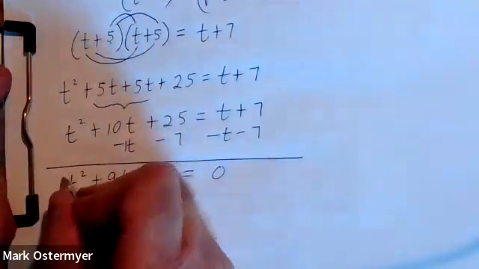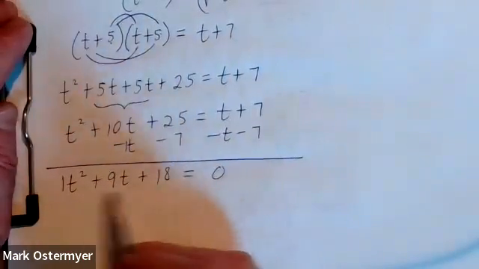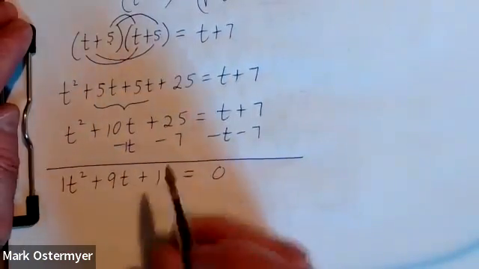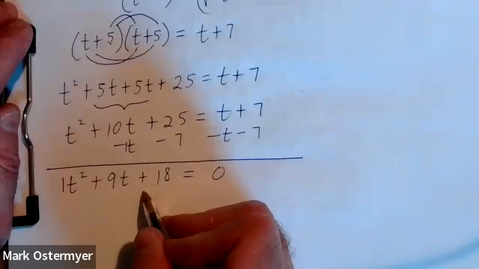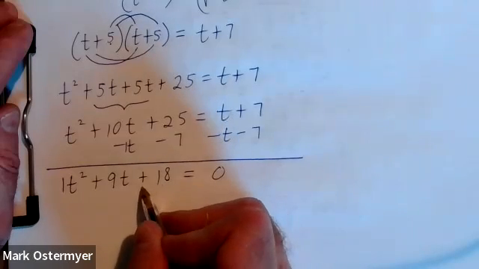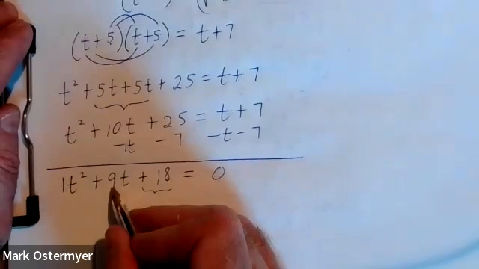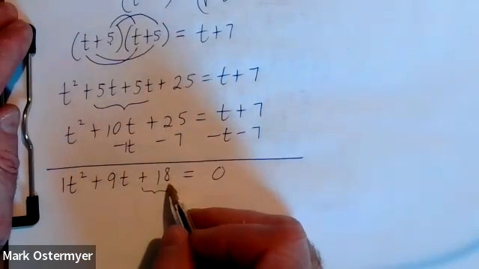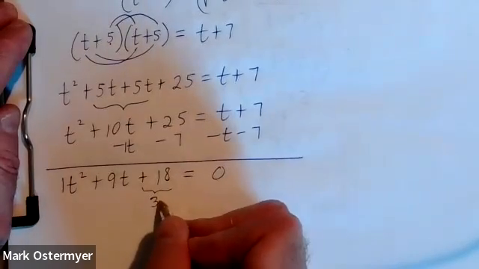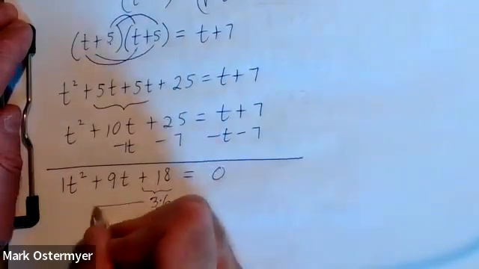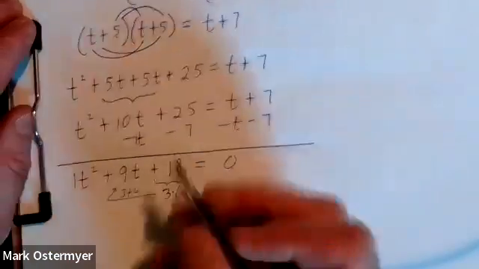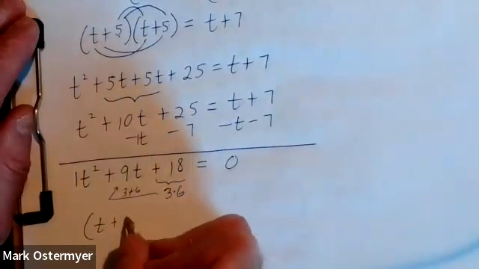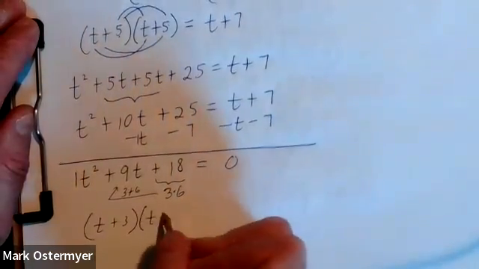To solve this quadratic equation, we're going to try to factor this trinomial on the left side. We need a couple of factors of 18 that sum up to positive 9, the middle coefficient. After some thought, the only factors of 18 that work are going to be 3 and 6. So this trinomial immediately factors into t plus 3 times t plus 6.